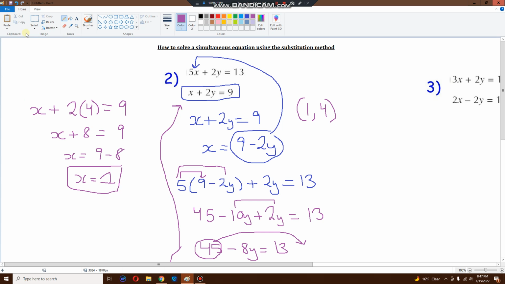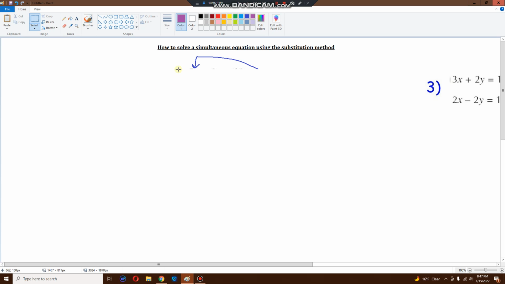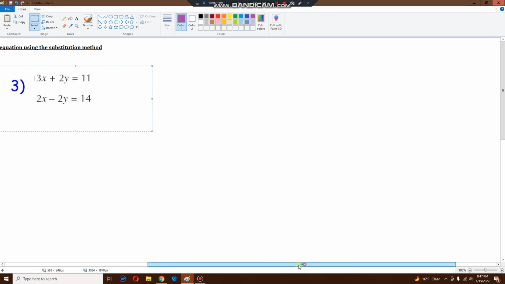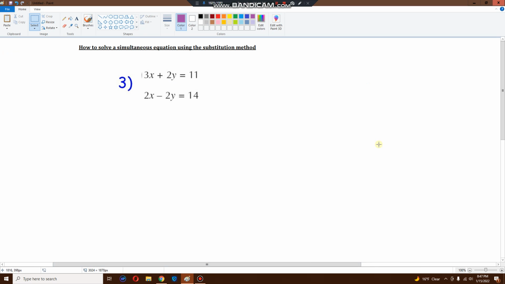Let's do one more. We'll do one more real fast. Same technique, substitution. Okay, let's get this one right over here. Here we go. Alrighty, let's do the same technique again. We're going to use the substitution method to solve this particular simultaneous equation. Let's take again the bottom equation right here, and let me solve in terms of, how about x again?